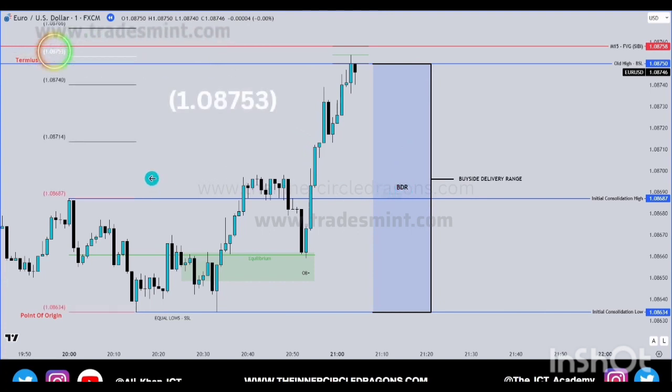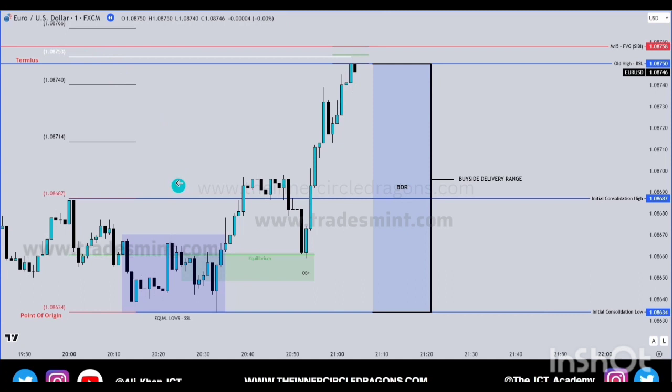If you recall, the way we measure our BDR is we take the dealing range high inside of the consolidation to the dealing range low, and we project deviations higher. In this case, 1.25 deviations gives us a high of 1.08753. And we can see how we came very close to that level, which sat above the old high. So this would have been a fairly good target for us.